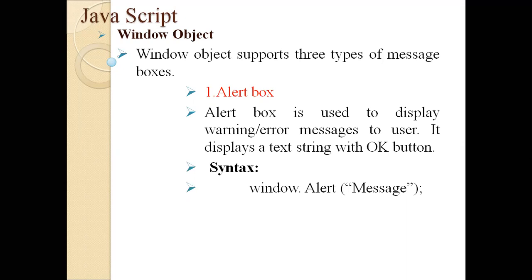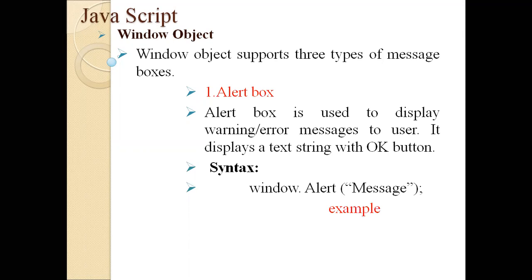So when we use an alert message, that will automatically create the window, that will automatically create the OK button, and then in place of message, we have to pass one message. That message will be displayed over the alert box, right? So if you use window.alert of message, that will automatically create an alert window with some message, and which will have an OK button automatically, right?